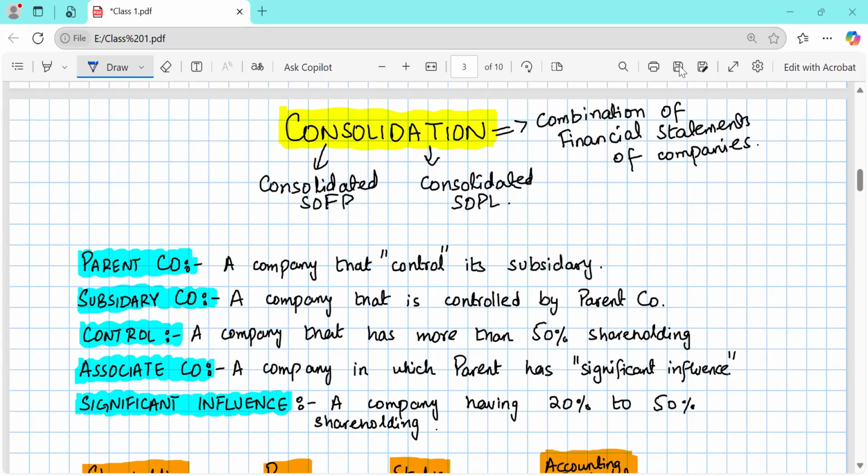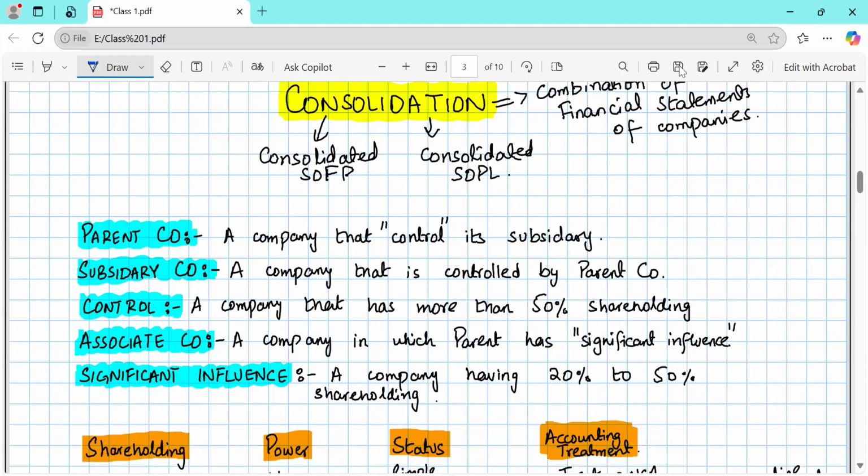Now, as I told you, consolidation basically means you are combining the financial statements of two companies or multiple companies. One of those companies will be known as the parent company. What is a parent company? A company that controls its subsidiary. A company that is controlling its subsidiary company is known as the parent company. Now, what do you mean by the word subsidiary company? A company that is controlled by the parent company. So let's say, for example, you are company A and I am company B. You are controlling me. So it means that you are a parent company and I am a subsidiary company.